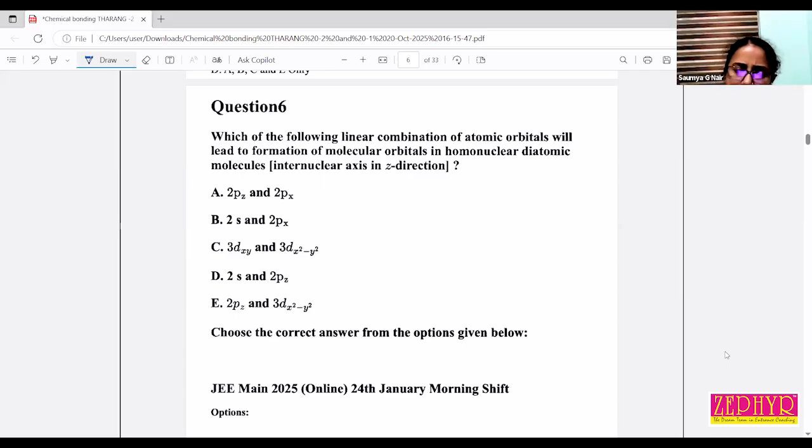Question number 6. Which of the following linear combinations of atomic orbitals will lead to the formation of molecular orbitals in a homonuclear diatomic molecule? Molecular orbital theory.